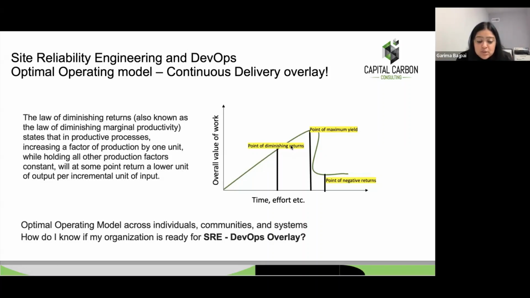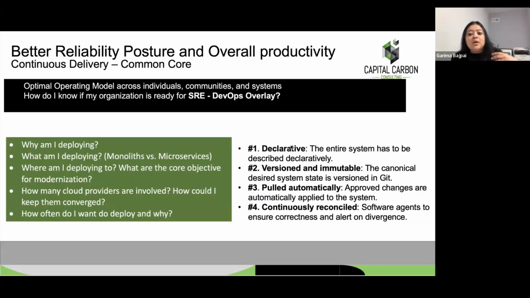So we need to understand that there is an optimal operating model needed for individuals, communities, and systems to be sustainable. What can that optimal operating model be, and how do I know that my organization is ready for that SRE DevOps overlay, which can bring that optimal operating model into existence? There are a few things which we can do as individuals, as teams, as organizations, and these are questions which we probably will have to ask ourselves.